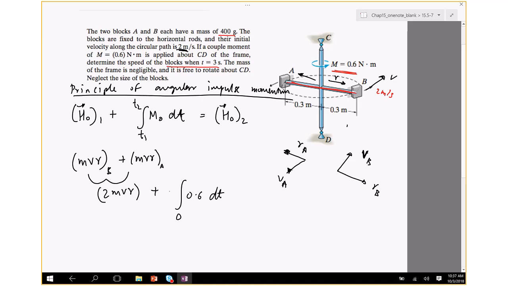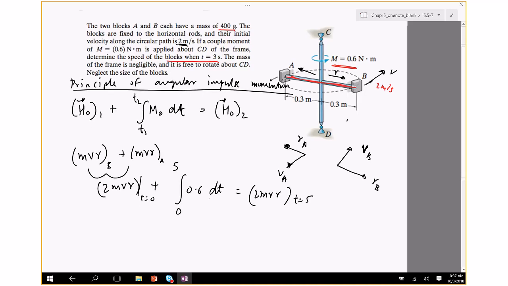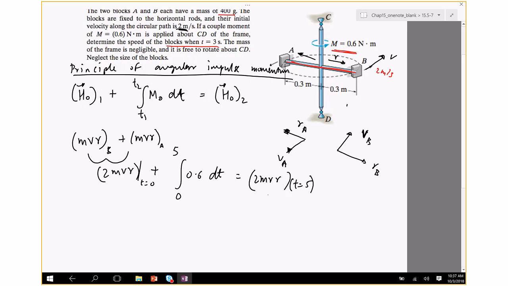T goes from 0 to 5 equals, when I do R cross MV, I have the same logic, right? It keeps going that way. So it is going to be simply 2mVr, but this is at t equals 5 and this is at t equals 0. What's that? T equals 3, sorry, t equals 3.